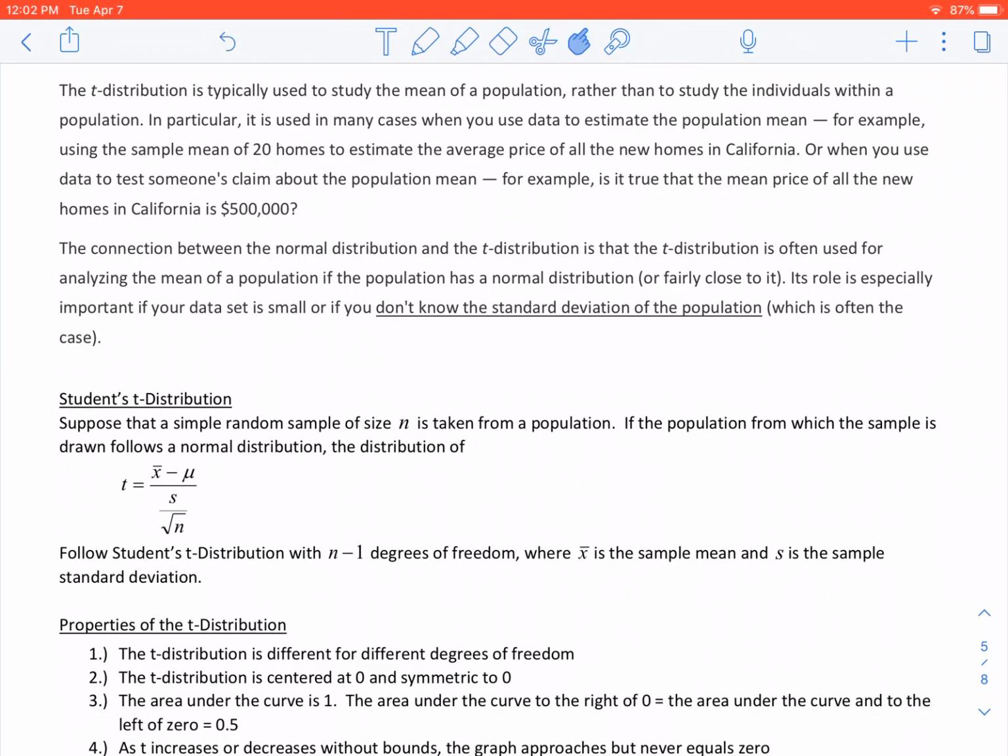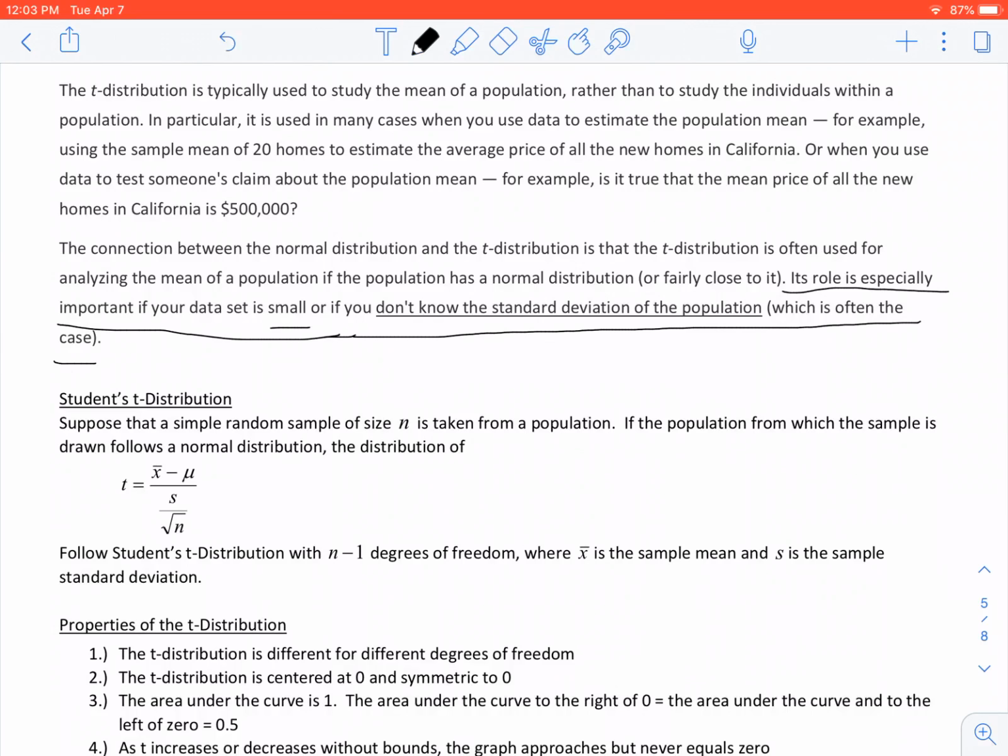The connection between the normal distribution and the t distribution is that the t distribution is often used for analyzing the mean of a population if the population has a normal distribution or fairly close to it. Its role is especially important if your data set is small, or the big one here is if you don't know the standard deviation of the population, which is often the case.